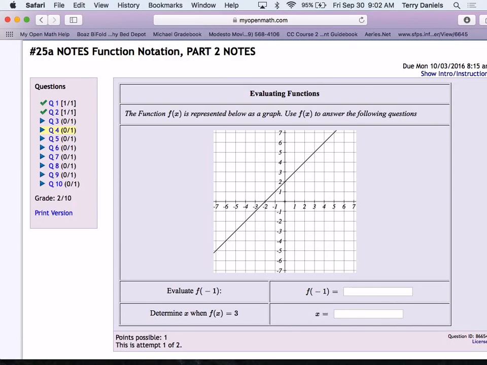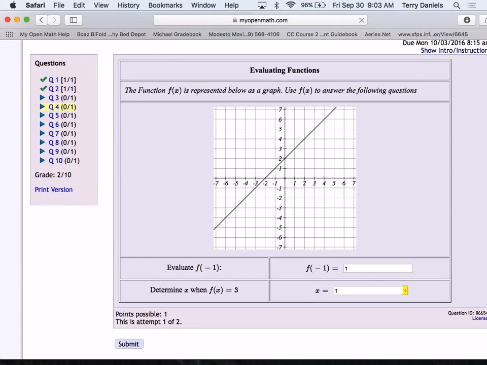All right. So when the input is -1, which happens to be right here, if I go up to the graph and over, I can see the output has to be +1. And then, when the output is +3, the output is +3 right here. So if I go over to the graph and down to the input axis, I can see it has to be +1. Is that correct? Yes? All right. So let me go ahead and put both of those in: 1 and 1. It just so happens that they are the same.